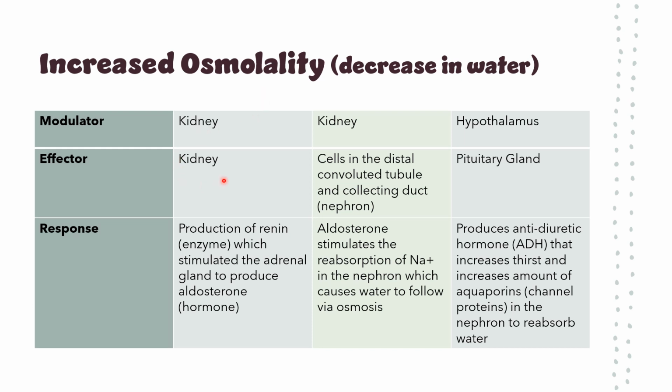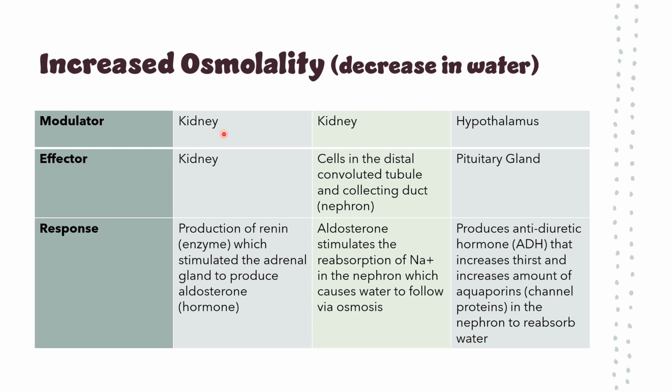So it's going to send a message to the effector. In one case, it's the kidney. This effector is then going to produce a response, and this response is the production of renin, which is an enzyme. So renin will then stimulate the adrenal gland, which is a gland that is on top of the kidneys, if you remember back to the endocrine system. And this adrenal gland is going to produce a hormone called aldosterone.